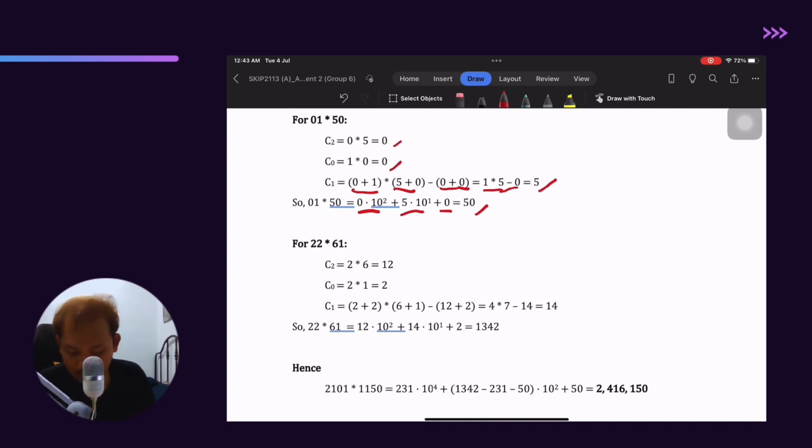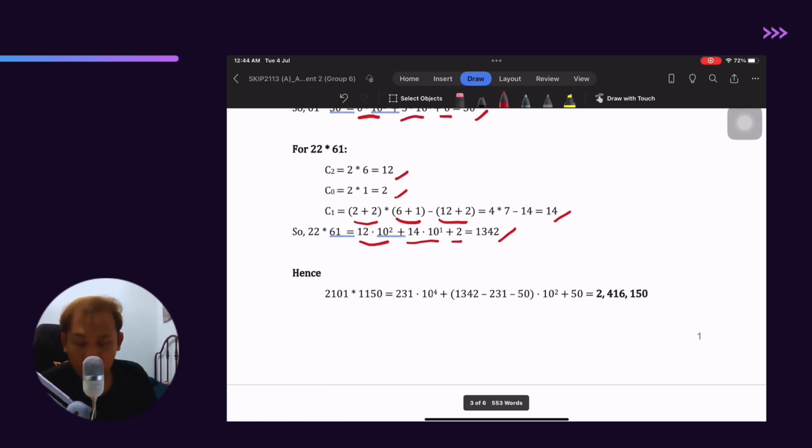For the last one, we have 22 times 61. For C2 we get 2 times 6, which is 12. C0 is 2 times 1, which gives 2. Then for C1, 2 plus 2 times 6 plus 1, minus 12 plus 2, we get 4 times 7 minus 14, which is 14. So we can conclude that 22 times 61 is 12 times 10 exponent 2, plus 14 times 10 exponent 1, plus 2, which gives 1342.